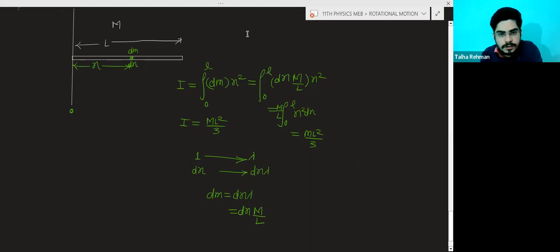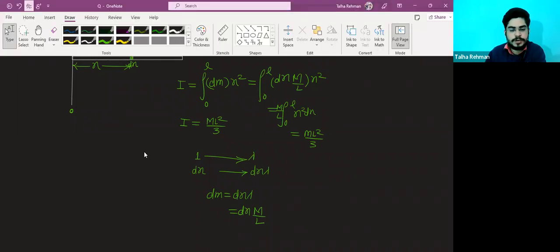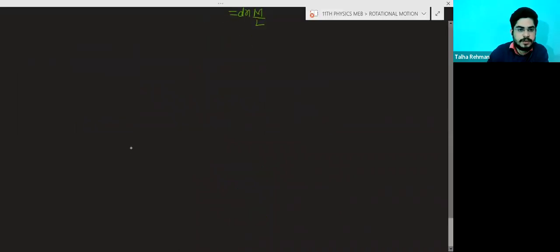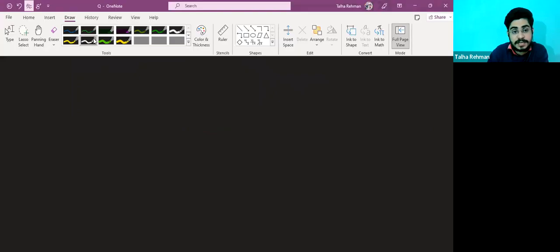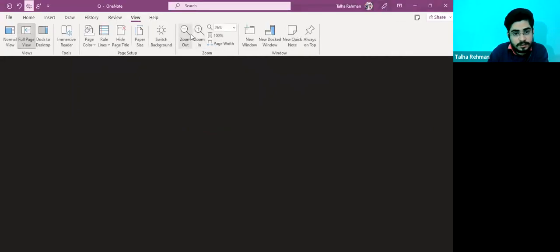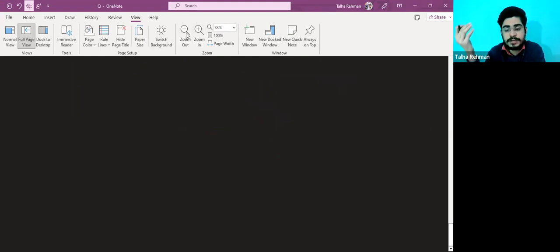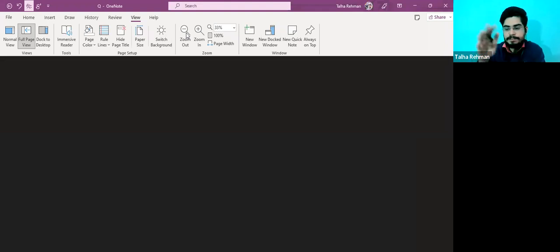Okay. So now we will calculate the moment of inertia of the ring. Moment of inertia of ring, with respect to the axis which is perpendicular to the plane of the ring and passing through the center of mass. For example, this is a ring. Just imagine this is a ring.